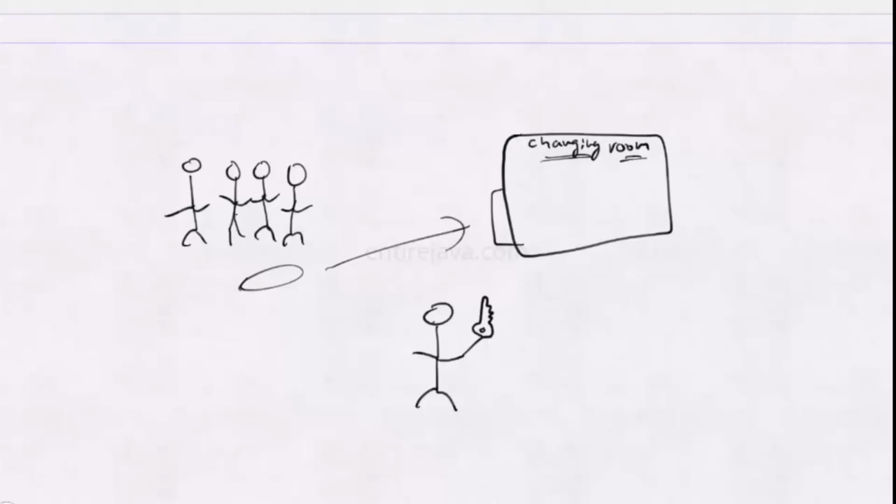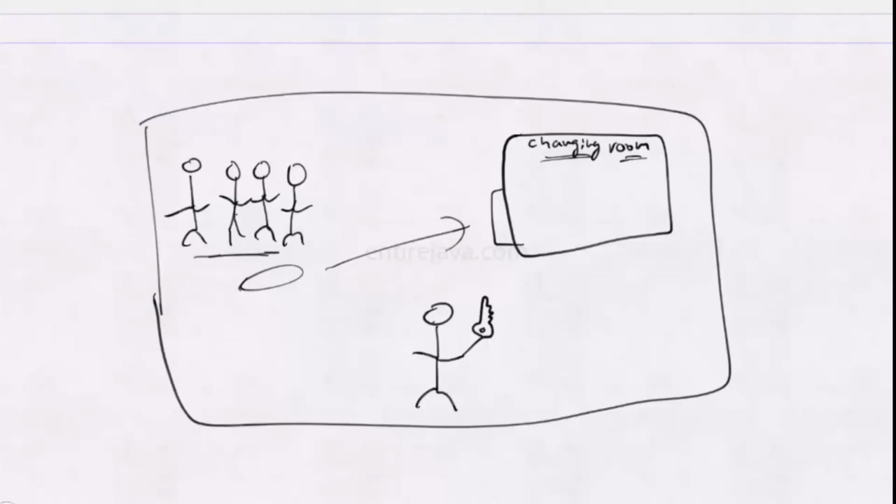Now let's talk about something called an entry set. In this example, people kind of entered into this region. Now this set of people is called the entry set. Similarly, all the threads which are trying to access the synchronized method are said to be in the entry set.